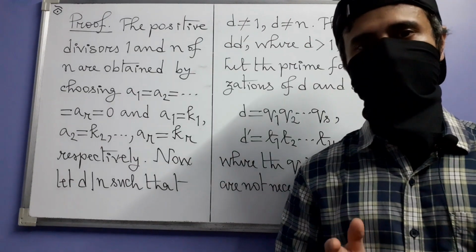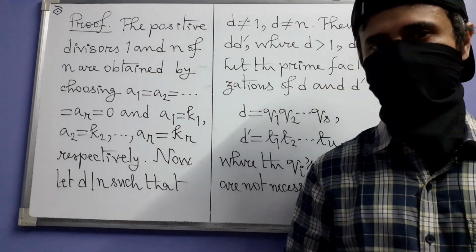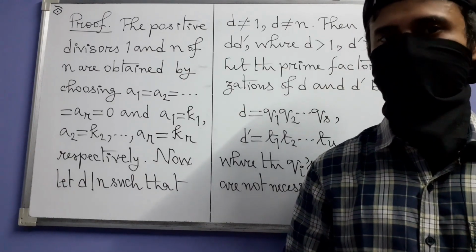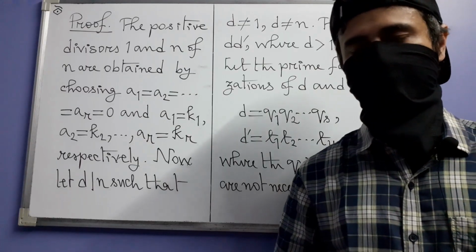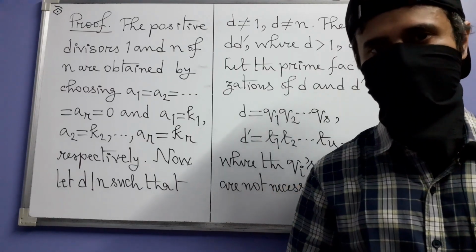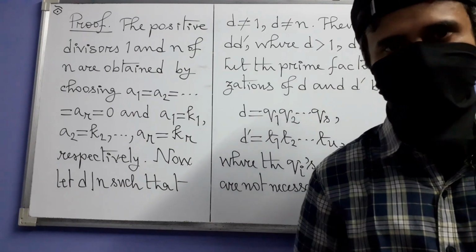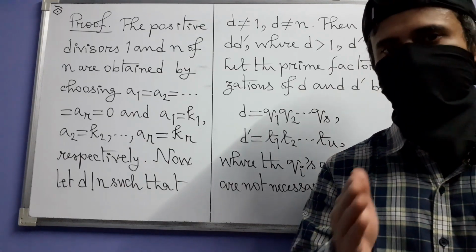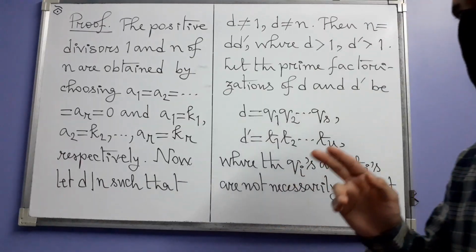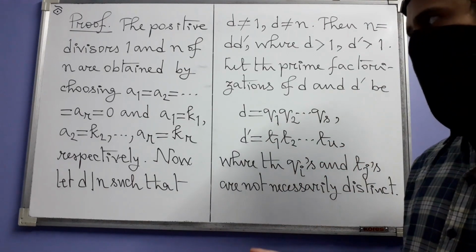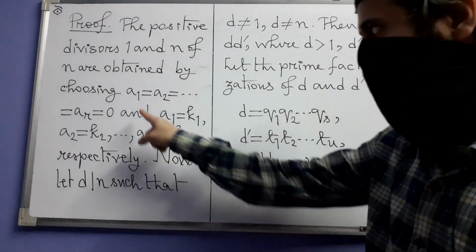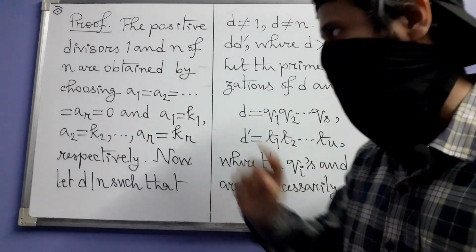In the first half of this proof, we are going to show that each positive divisor d of n is of that form. Now, among the many possible positive divisors of n, there are two that are always there. One is 1 and the other one is n. And these special positive divisors are obtained for these choices of those exponents.